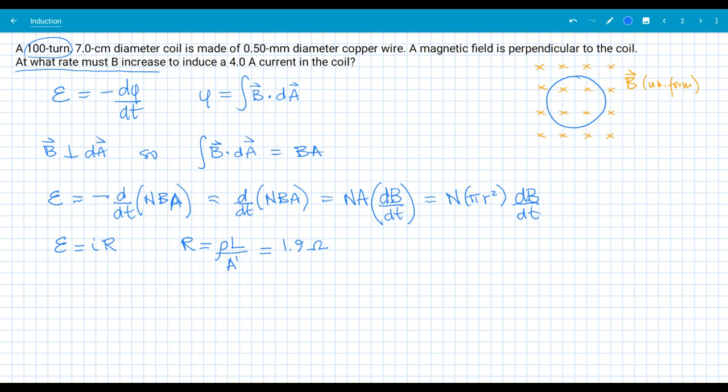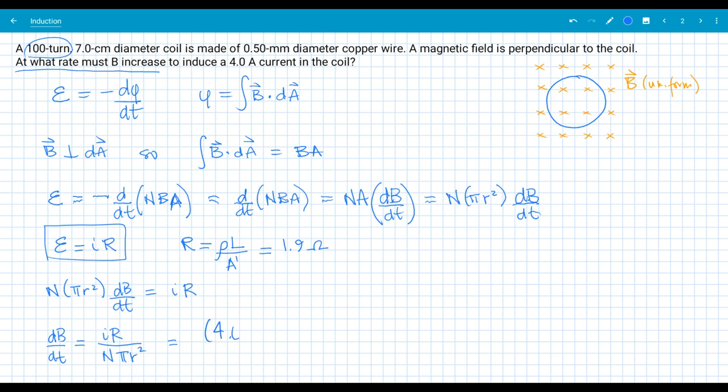So what I can say is, using this equation here, my left-hand side is going to be N times π r squared dB/dt is equal to IR. Great. And they gave us the 4 amps for the current. We just figured out the resistance, right? So we have everything we need in order to solve for this. So I can now solve for dB/dt. That gives me IR divided by N π r squared.